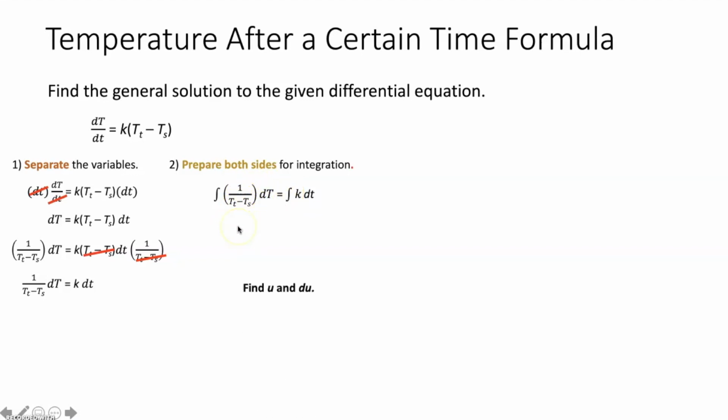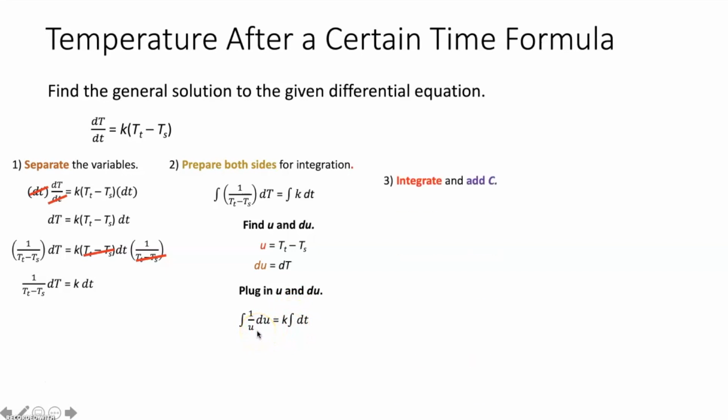I need to use u substitution, where I set u equal to this denominator right here. That means if I were to take the derivative of each side with respect to capital T, I would get du/dT is equal to 1. Then when I multiply both sides by dT, I just get du is equal to dT. Now I substitute u and du in for this integral right here, and I can rewrite it as the integral of 1 over u du is equal to k times the integral of dt.